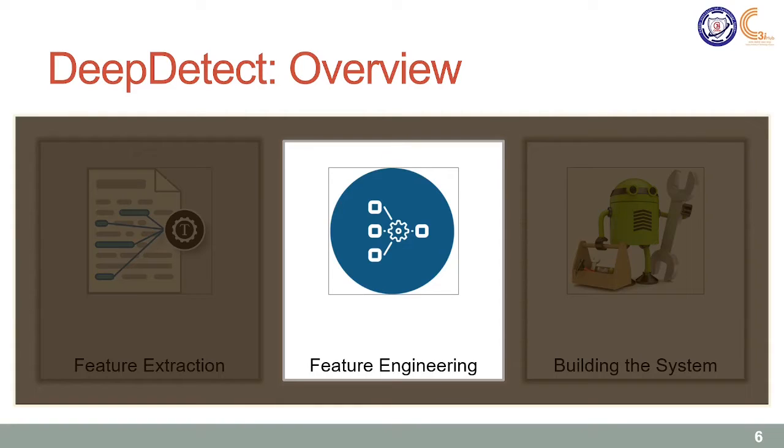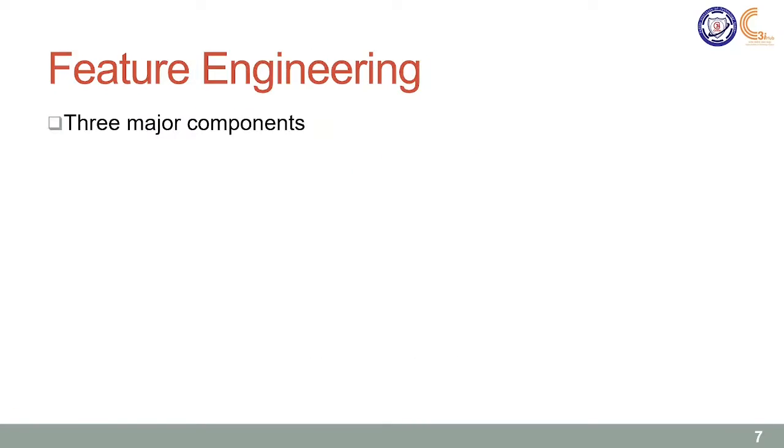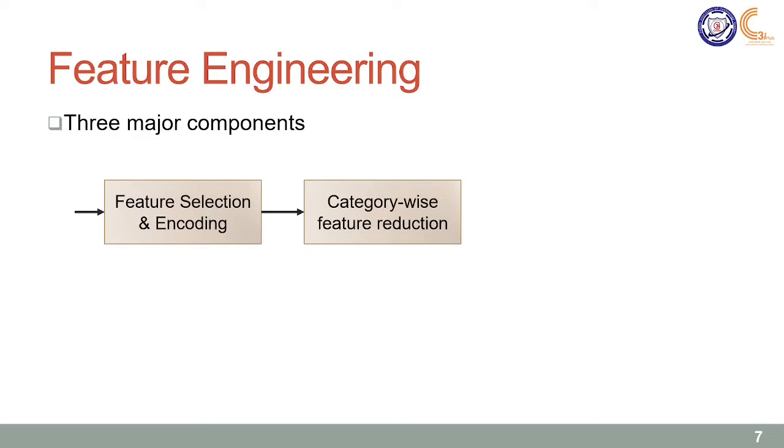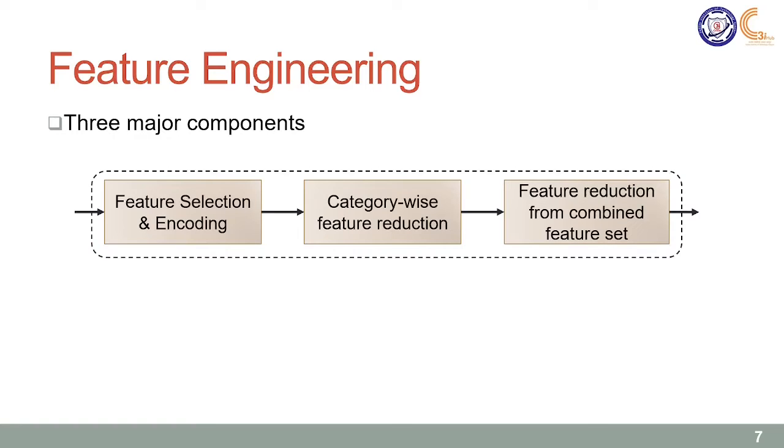Now, let's see the feature engineering process. It has three major components: feature selection and encoding, category wise feature reduction, and last, feature reduction on the combined feature set. Let's look at the feature selection and encoding.